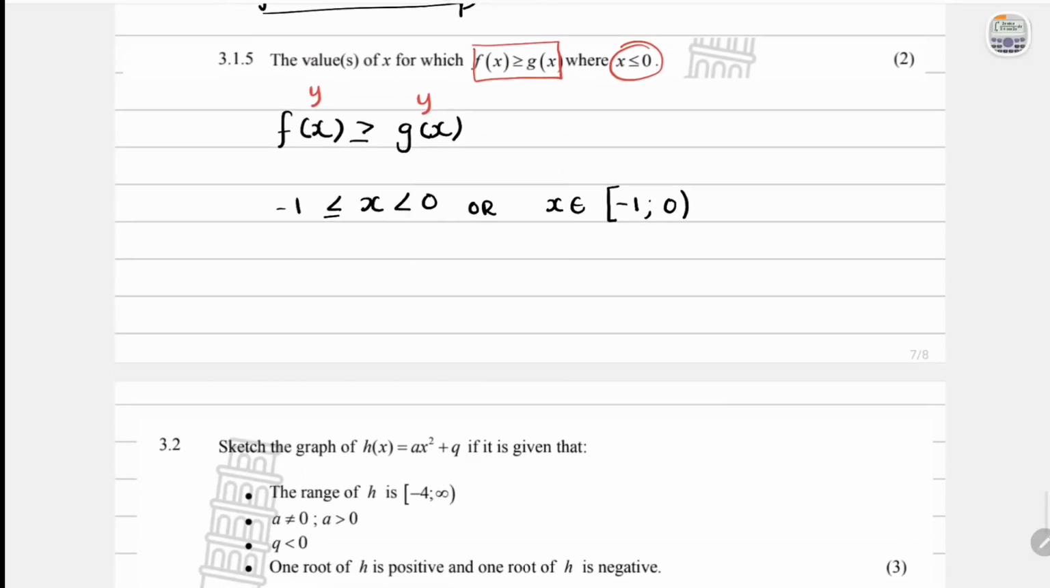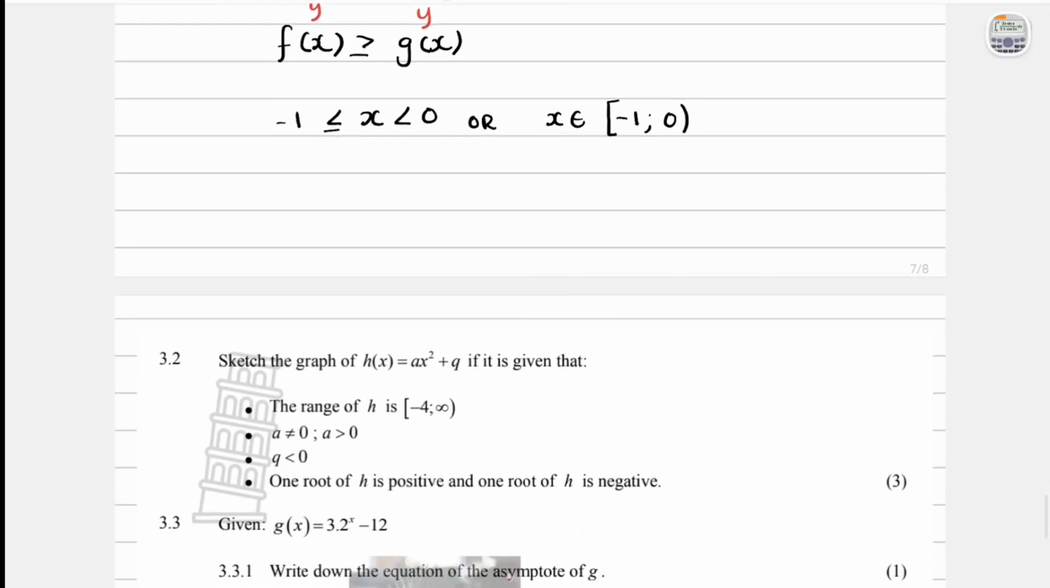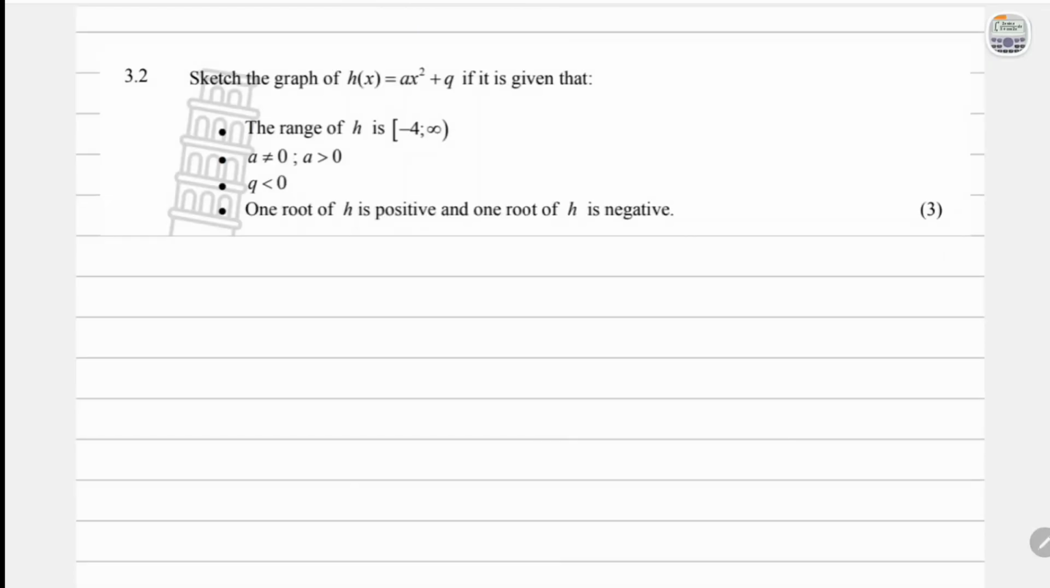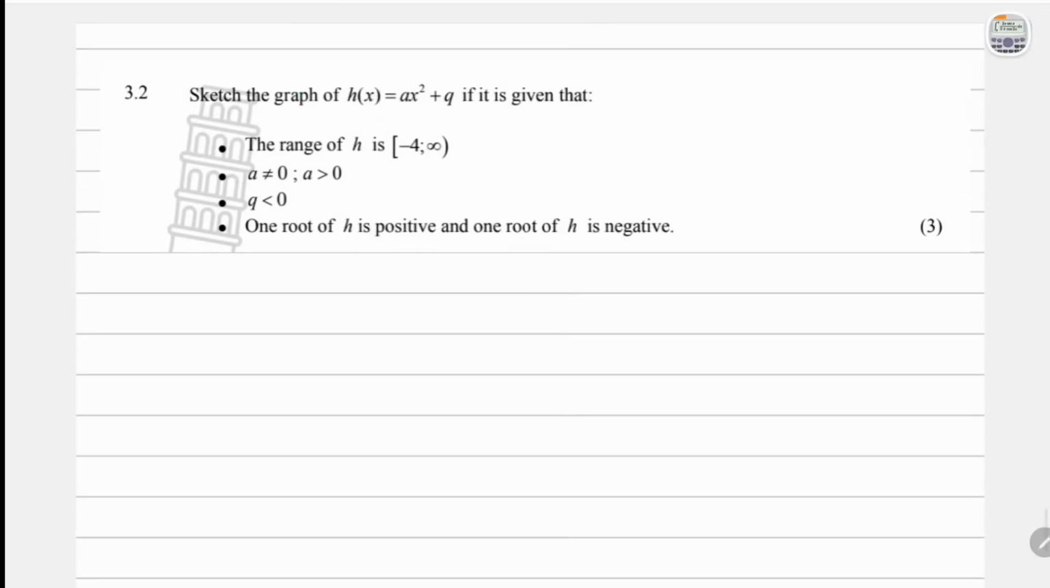And we move on to the next question, which is 3.2. The next question, 3.2, says, sketch the graph of h of x is equal to ax squared plus q if it is given that. Okay, so they're already telling you ax squared plus q, so you can see that h is a parabola. Okay, then they say that the range of h is -4 to infinity. You can see that -4 is included, and a is not equal to 0 but a is greater than 0, and q is less than 0. And then they tell us that one root of h is positive and the other root is negative.